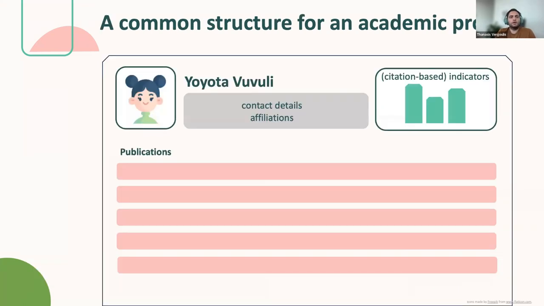So based on this approach, a common structure for academic profiles that you can find in different platforms would be something like this. You have sometimes a photo of the researcher, the name, some contact details and details about the affiliations, a list of publications.